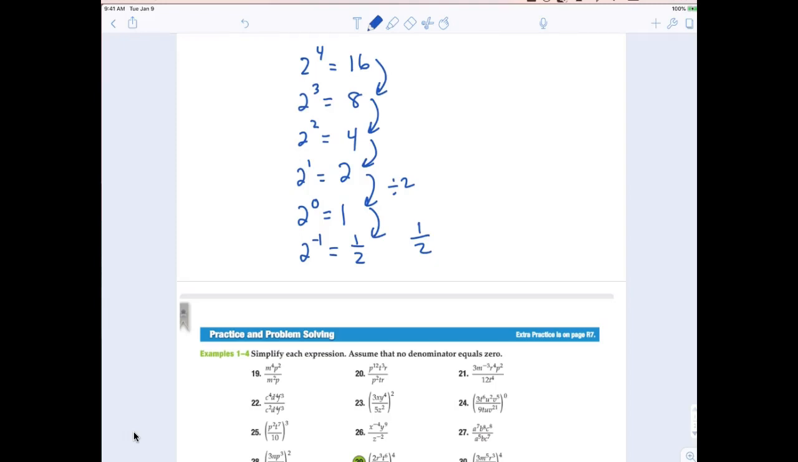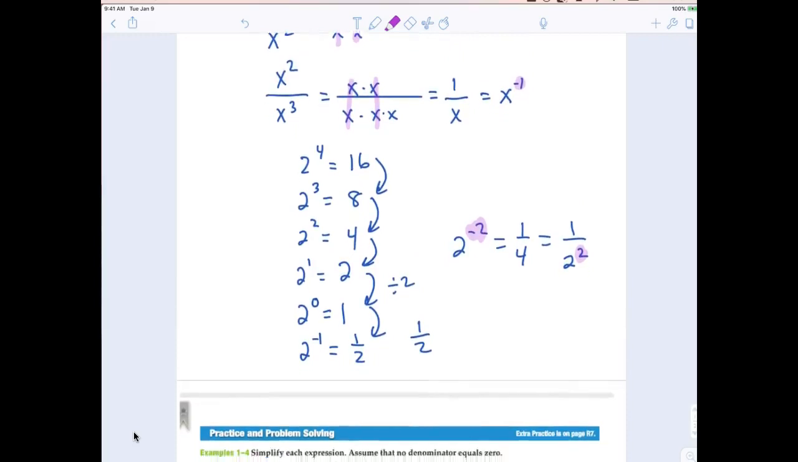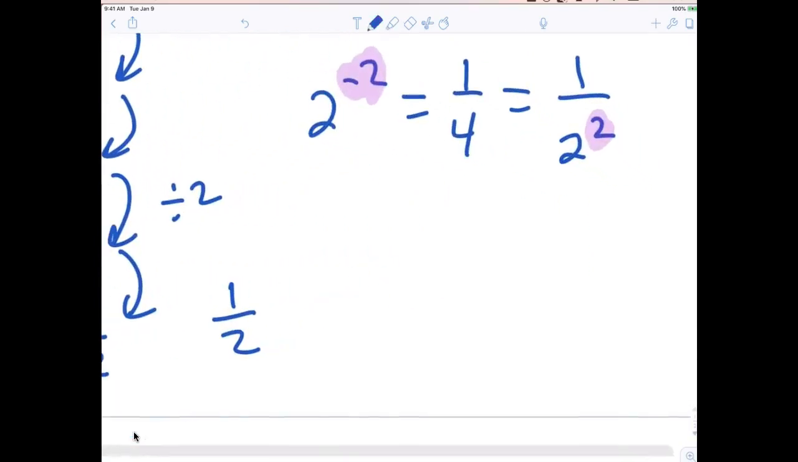Now, if we continue the pattern, what is 2 to the negative 2? That would be 1/4, which is the same as 1 over 2 squared. So what does that tell me? That tells me when you have a negative exponent, to convert it to a positive exponent, you just move it down to the denominator. Is everybody with me on this? So anytime your exponent is negative, all you do is move it. I'll give you one more example, and then we'll go off to the races.